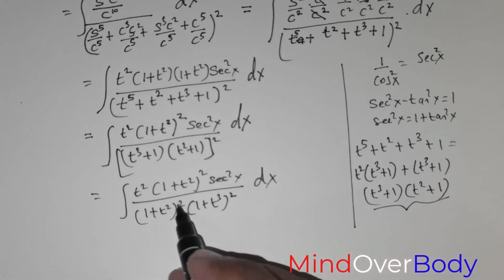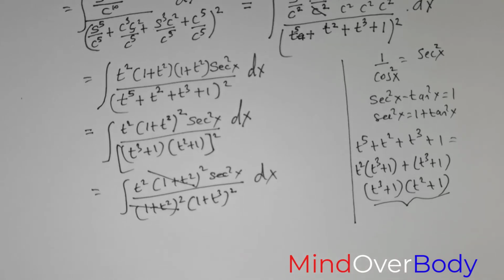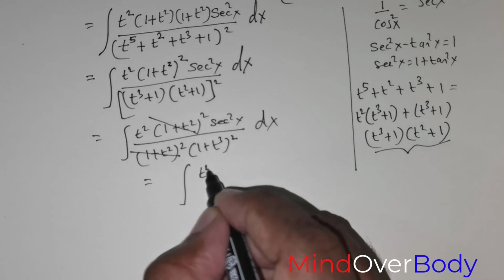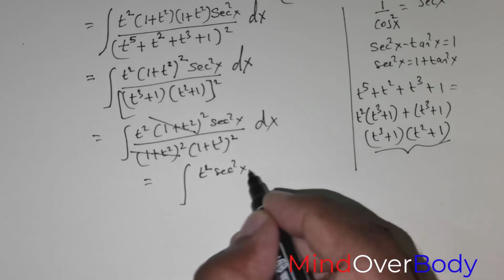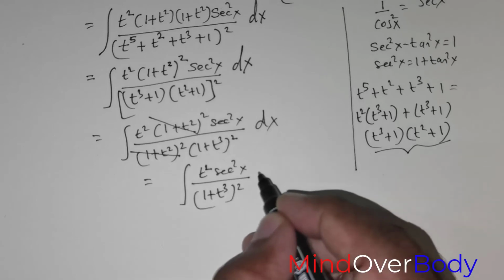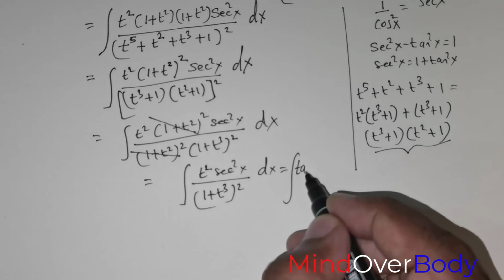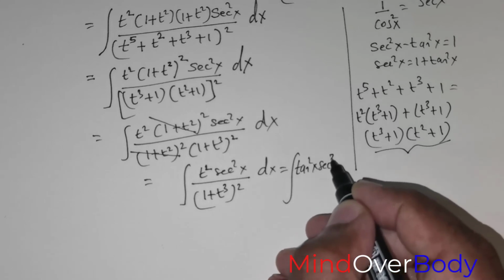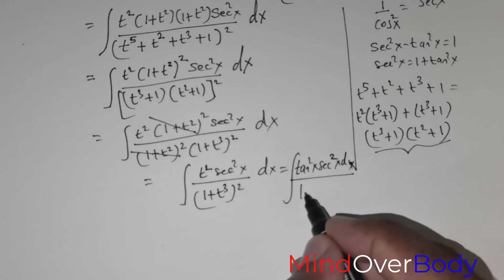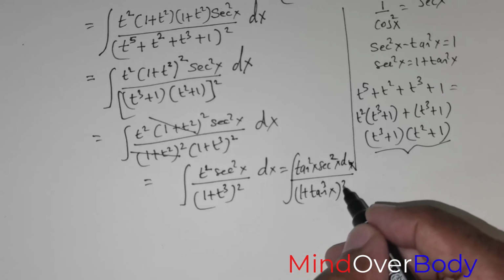Now 1 plus t squared raised to the power of 2 and 1 plus t squared raised to the power of 2 can be cancelled. So this is equal to the integral of t squared times secant squared x divided by 1 plus t cubed raised to the power of 2 times dx. Now I can rewrite this as tan squared x secant squared x dx divided by 1 plus tan cubed x raised to the power of 2.